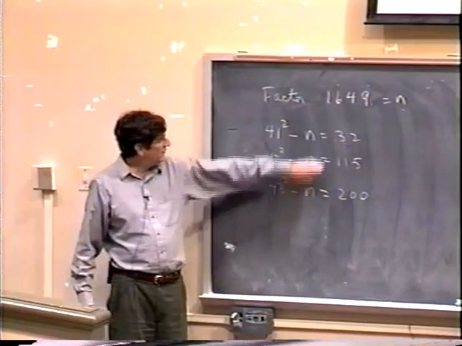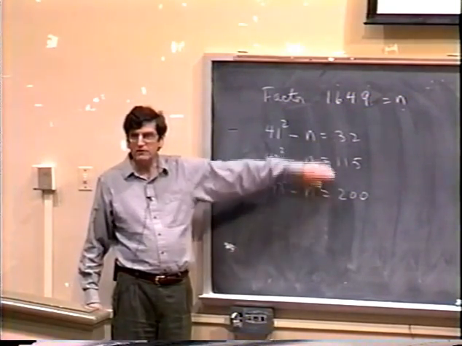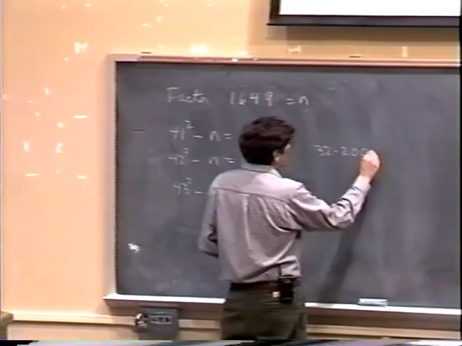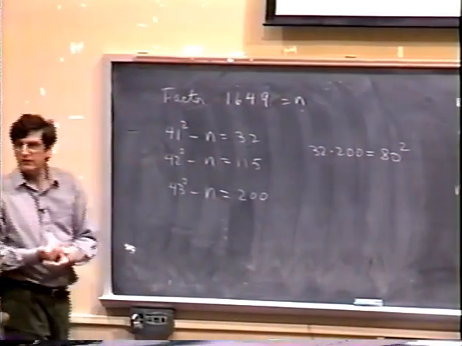In fact, what about 32 times 200? It's a square. 32 times 200 is 6400, which is 80 squared. Now, why is that interesting?